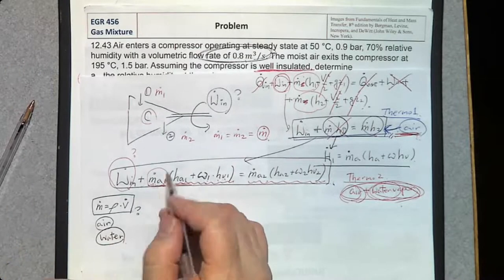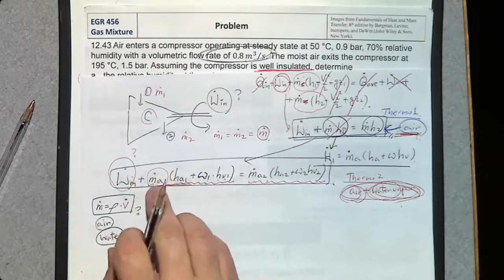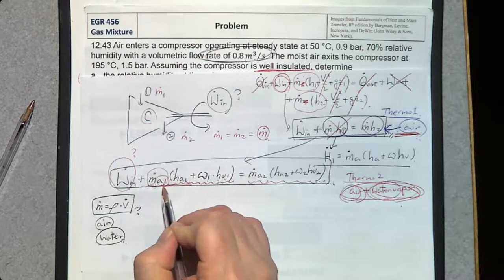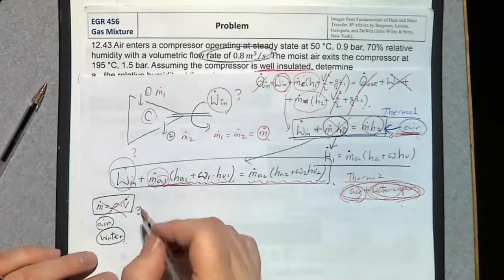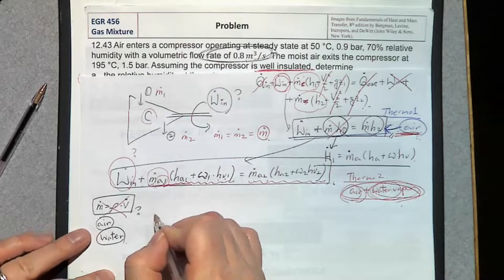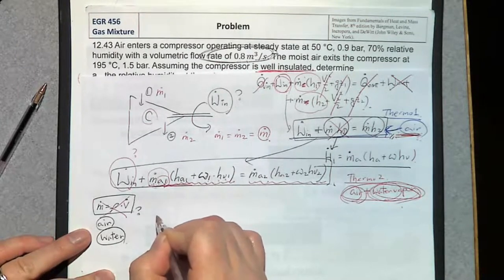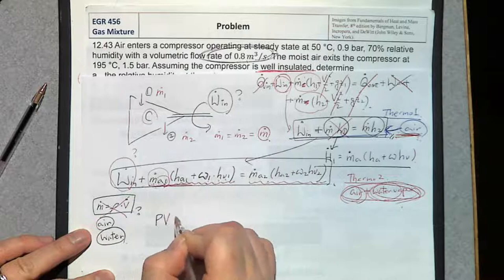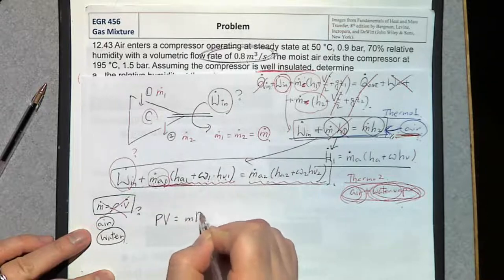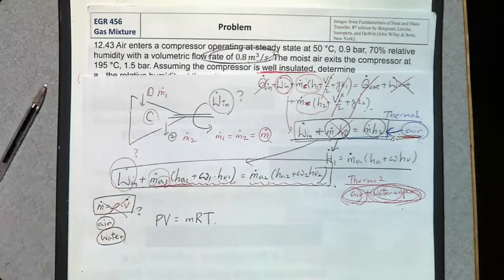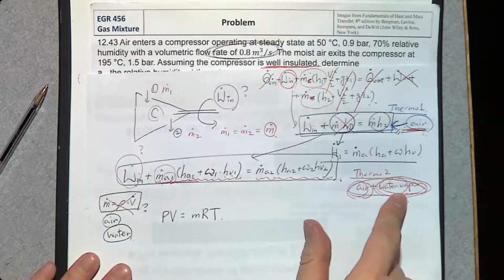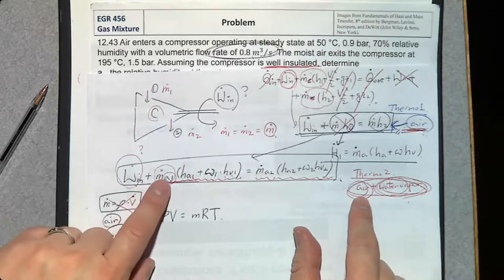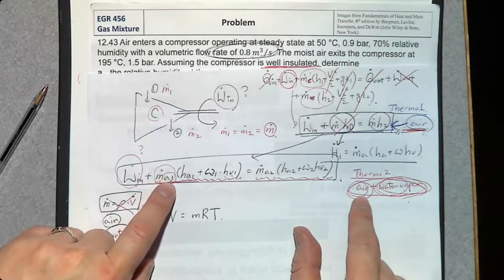We want to determine not just m dot, but m dot of dry air. So we are not going to use this form. Instead, we can use the ideal gas equation of state for air. The ideal gas equation is going to be PV = mRT. We can apply this ideal gas equation for air only or water vapor. So let's do air only because we want to determine m of A.